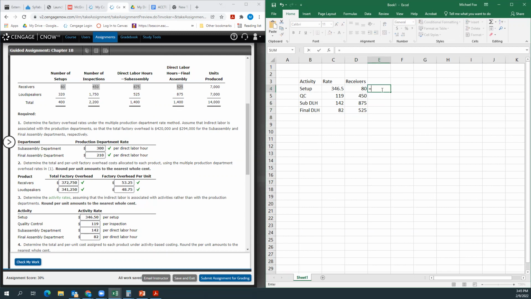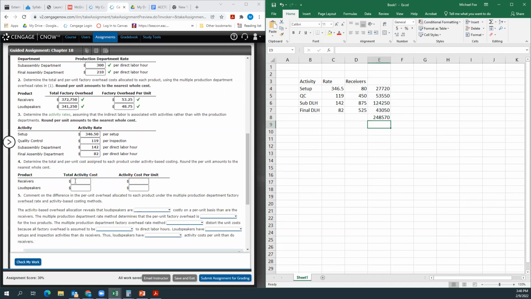And now I just multiply it, right? The rate times the number of setups. And here's where Excel gets better, is I can use this fill tool and just have all that multiplication done for me. And then I can add it up and know that my total overhead allocated for receivers was $248,570.